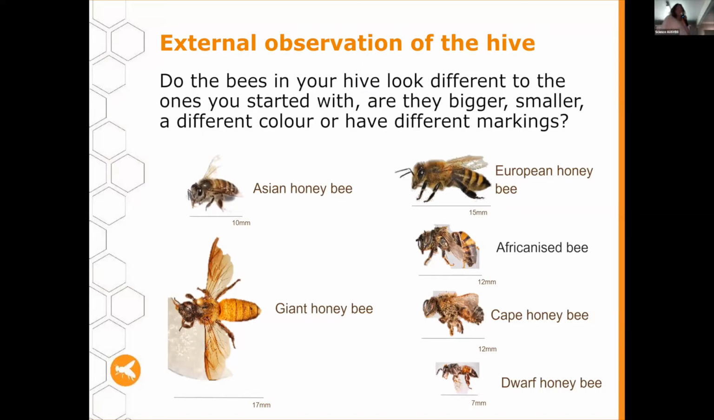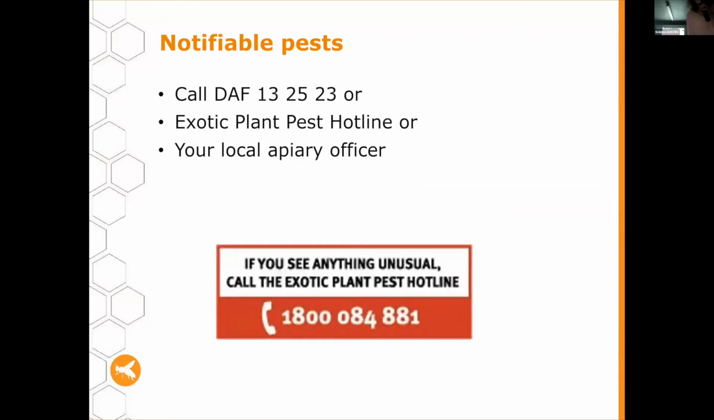And we've got a few other bees there. Giant honeybee and dwarf honeybee are very much bigger and very much smaller than our European honeybees. Our Cape honeybee can be quite difficult to tell apart from our European honeybee. And Africanized bees are really told apart from any other bee because they're nasty. They will chase you down the street, kind of nasty. If you come across any of these, they are what we call notifiable pests, and you need to give us a call and report them. You can call the hotline, the National Exotic Plant Pest Hotline, or your local apiary officer.